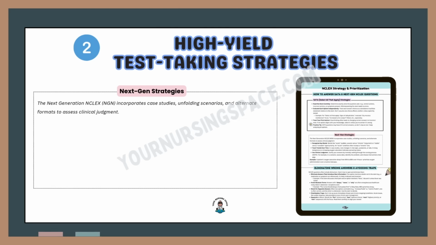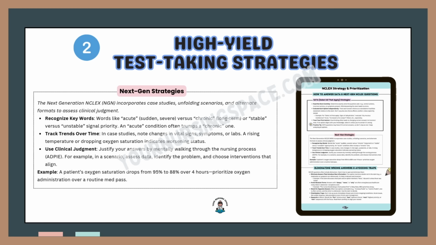Let's move to next generation NCLEX strategies, NGN. This version loves case studies, unfolding scenarios, and funky formats to test your clinical judgment. Watch for keywords like acute, meaning sudden and severe, versus chronic, which is long-term. Stable versus unstable also hints at priority. An acute issue usually beats a chronic one.